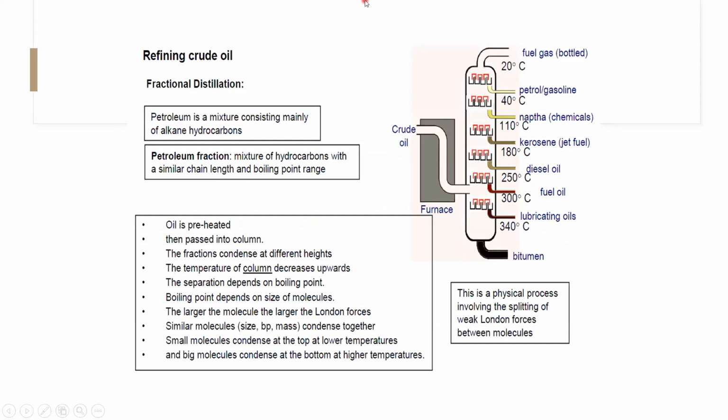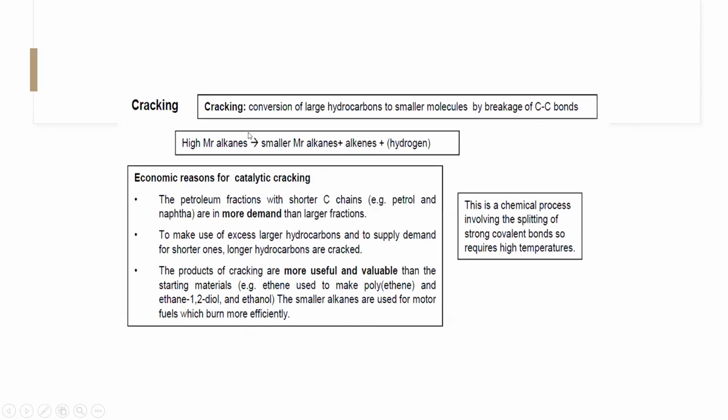So we don't find many uses for bitumen, but we have a lot of use for petrol and naphtha. So what we can do, we can break the heavy large molecules into lighter ones, and we call this process cracking. Because the demand for lighter fractions is more, that's why we carry out cracking. And to make use of large hydrocarbons, the supply and the demand for the short ones should be balanced. The products of cracking are more useful and valuable than the starting material.